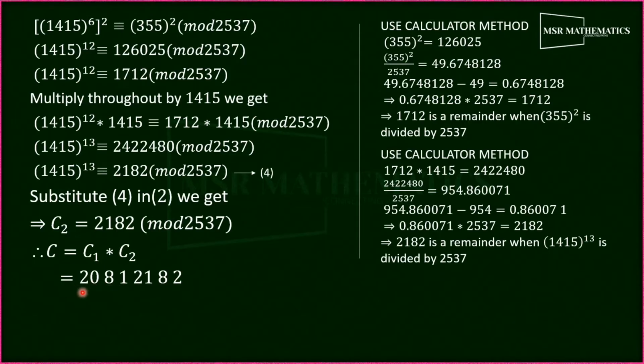So if we encode this value, we take 20812182 as 20 as one term, 8 as another term, 1 separate, 21 separate, 8 separate, and 2 separate. If we encode this numerical form, we get 20 is U, 8 is I, 1 is B, 21 is V, 8 is I and 2 is C. Therefore, the C value is this. Here the cipher text is UIBVIC. In this problem, we have encoded the given STOP as UIBVIC. So this completes the problem.